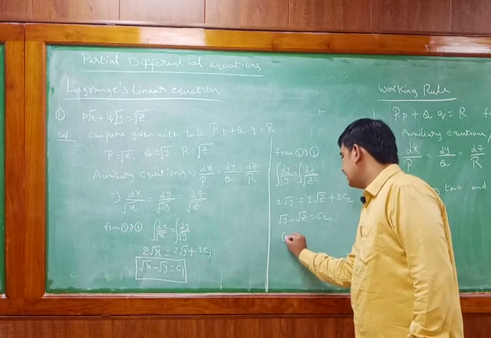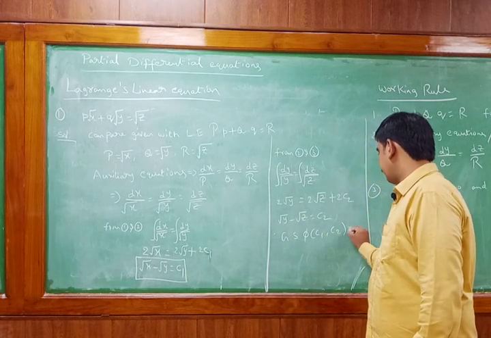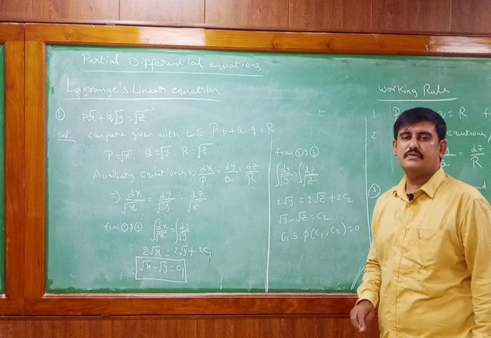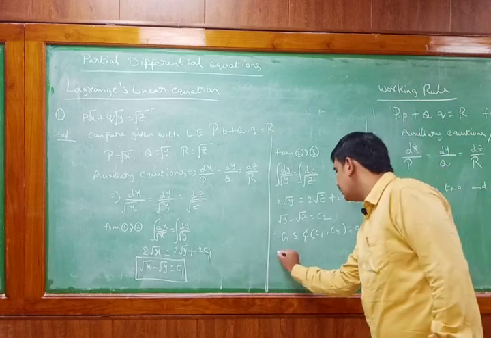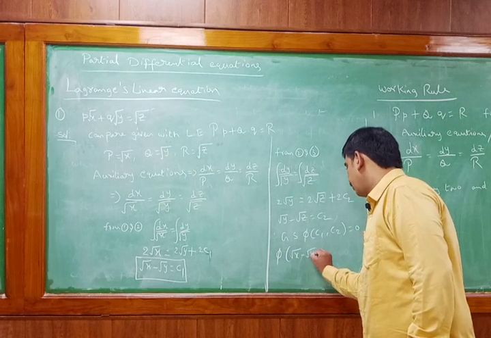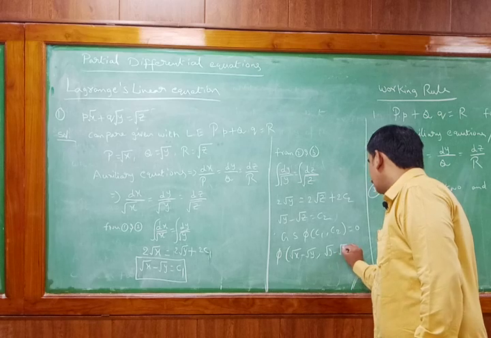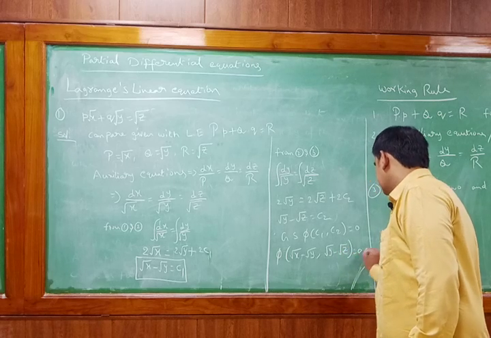So therefore the general solution is phi of C1 comma C2 equal to 0. What is the general solution? Phi of C1 comma C2 is equal to 0. So phi of what is C1 we got? Root x minus root y. What is C2 we got? Root y minus root z equal to 0.